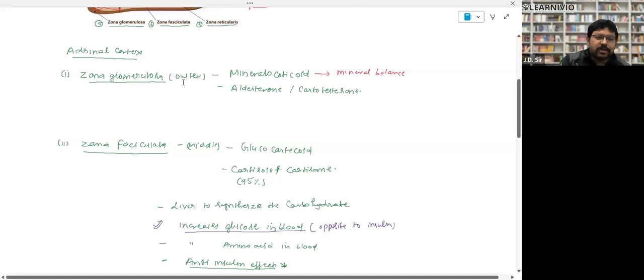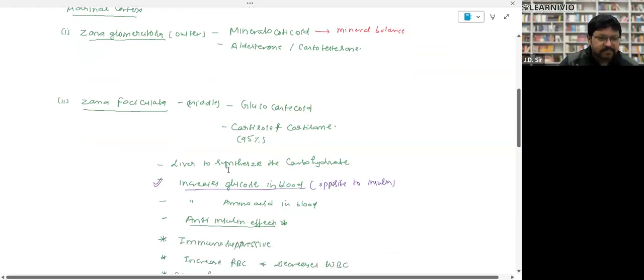Out of these three layers, the outermost layer secretes mineralocorticoids that maintain the mineral balance, aldosterone and cortisone, right? So it secretes two hormones. Further, you can see the zona fasciculata. It releases glucocorticoids, and cortisol and cortisone hormones. So 95% is cortisone and then cortisol hormone.